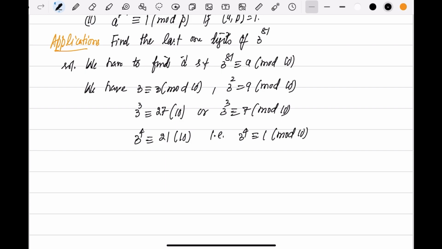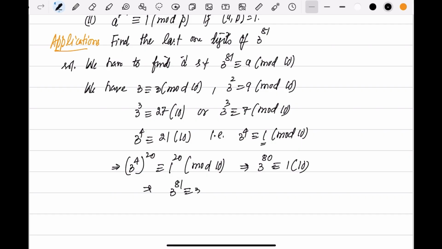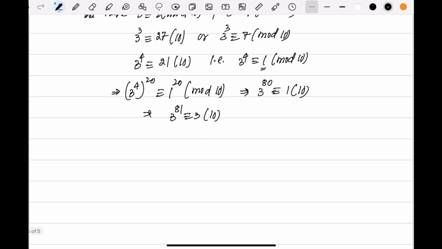So this is what we always want in such calculations: a nice number in place of this a. Now we can immediately reach closer to the power 81. This implies 3 power 4 whole power 20 is congruent to 1 power 20 modulo 10. So 3 power 80 is congruent to 1 modulo 10. Now multiplying by 3, 3 power 81 is congruent to 3 modulo 10. Thus the last digit of 3 power 81 is 3.